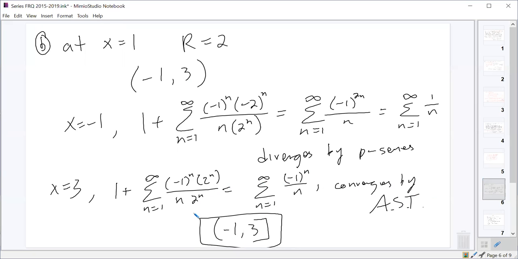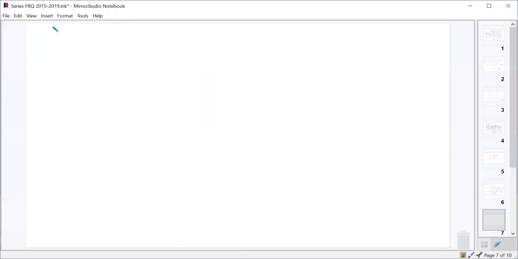Everybody good there? And you got 1 point for this, identifying that the endpoints were -1 and 3, and 1 point for that. Any questions on that? We'll fly through parts C and D here because they're pretty straightforward.